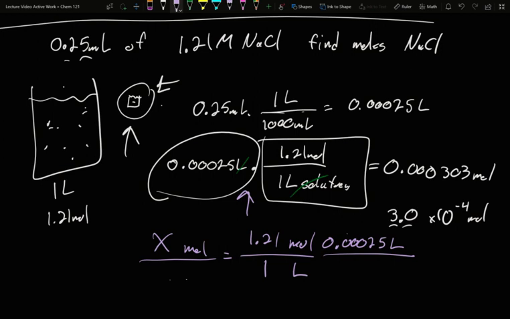You can remember that your ratios must always be equal to each other when you actually do the division for the same solution. If you solve it this way, my mole will still equal 3.0 times 10 to the minus 4.